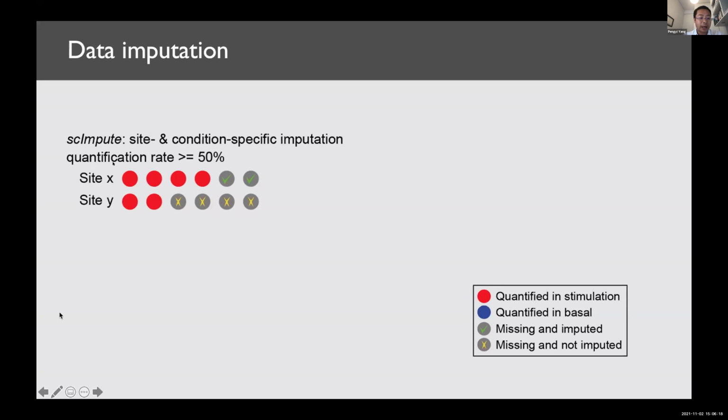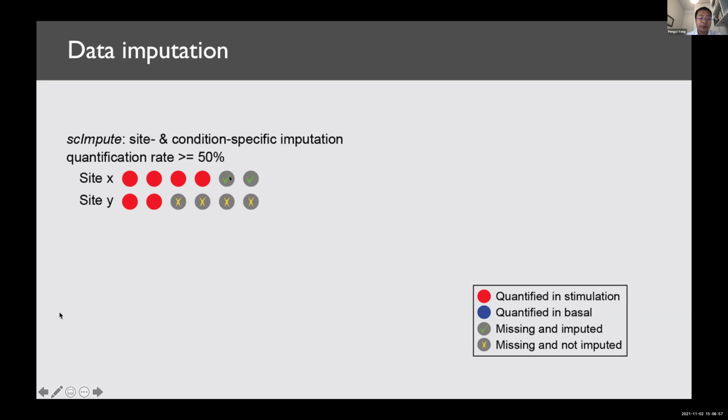This is a function where the user can specify a quantification rate for a given phosphosite, which assumes multiple replicates in the same condition. This quantification rate controls out of how many biological replicates you have quantification for the remaining missing values for that phosphosite to be imputed. As an example, if we say this quantification rate is 50%, then this example phosphosite X here will have more than 50% quantification out of the 6 biological replicates.